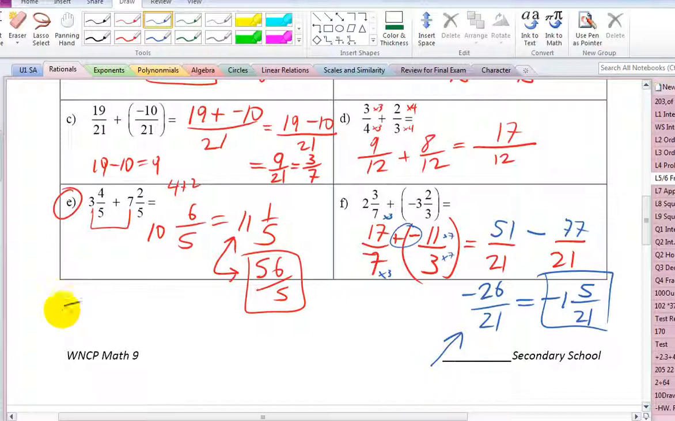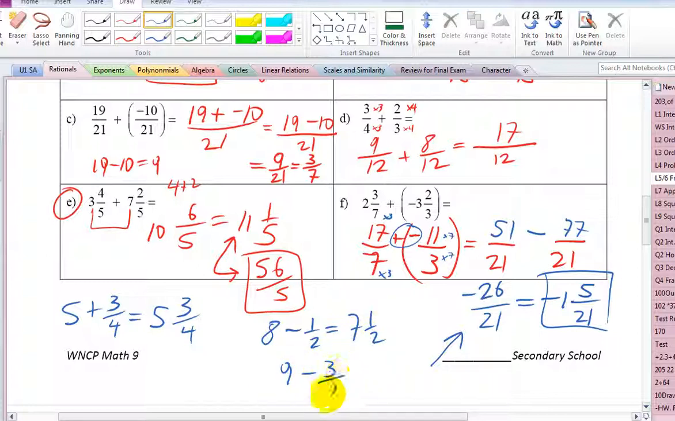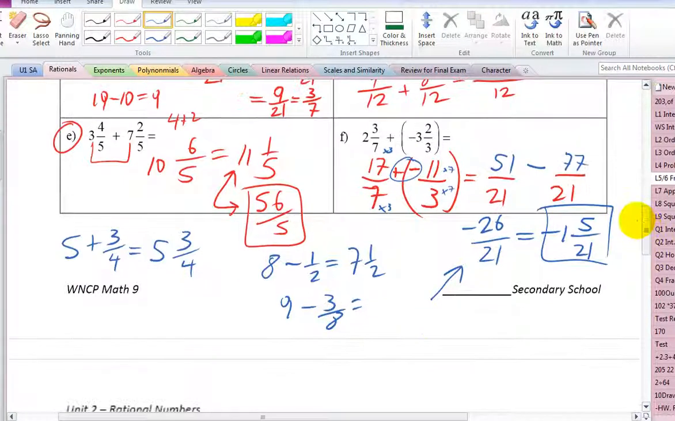I have a question for you. What is 5 plus 3/4? Yeah, if you had $5 and someone gave you 3/4, you'd have $5 and 3/4. What if? Oh, I love these ones. What if you had 8 and you took away a half? You know, you guys did that one pretty easily. But what if you had 9 and someone took away 3/8? Well, what did you do with the 8? It became a 7. So this would become an 8.